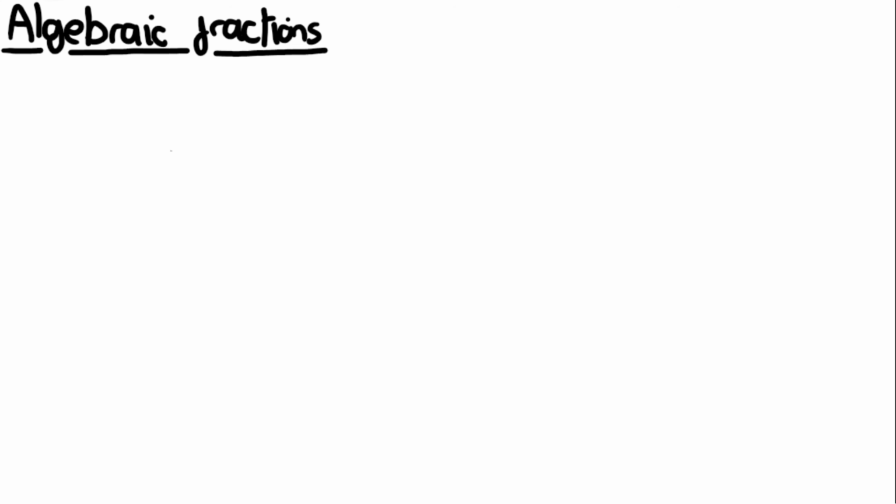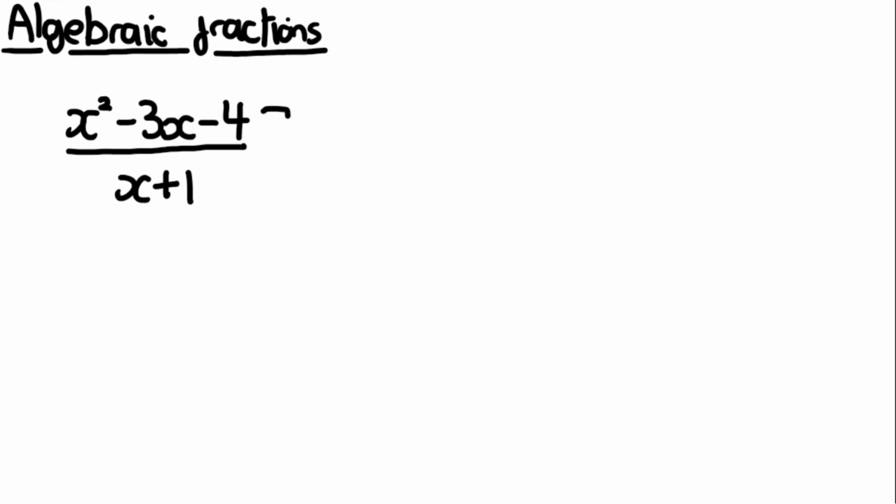Basically, if you have an algebraic fraction, this means that you have an algebraic expression in the numerator of the fraction, for example x squared minus 3x minus 4, and you have an algebraic expression in the denominator as well. So, for example, let's do x plus 1. This is an algebraic fraction because you have an algebraic expression in the numerator and denominator.